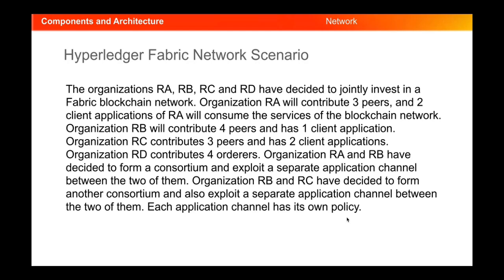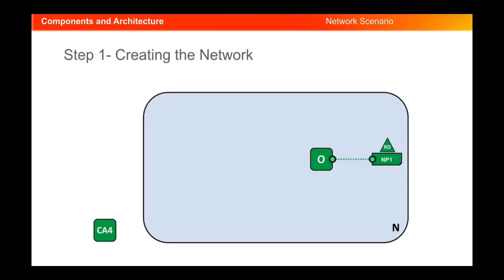From the next slide, I'm going to explain how the network will get formed in an incremental fashion. So let us consider this as a Fabric network that we are going to build. The first thing that we need for a network is an orderer. As you can see here, you have one orderer which is facilitated by certification authority 4, and it is governed by organization RD, and it has to adhere to the policies that are mentioned here, which is network policy 1. So this is the first step in creating the network.